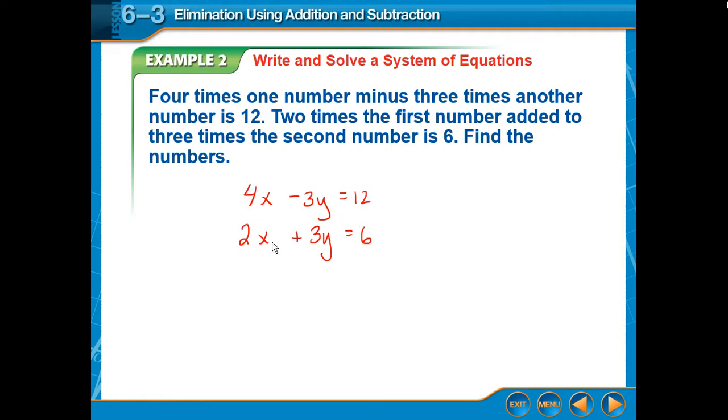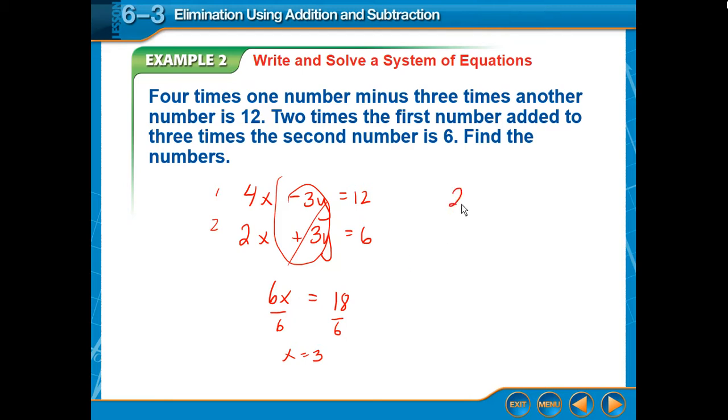So we're okay. Now I want to either add or subtract. If I add negative 3y and 3y together, they're going to cancel. What I have left is 6x when you add 4x and 2x. And when you do 12 plus 6, you get 18 over here. Those y's cancel, so you solve for x here, and you get x is 3. Once you have x is 3, you can go back to one of your equations. You can use equation 1 or equation 2.